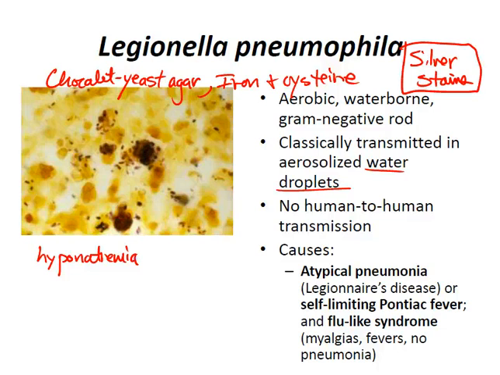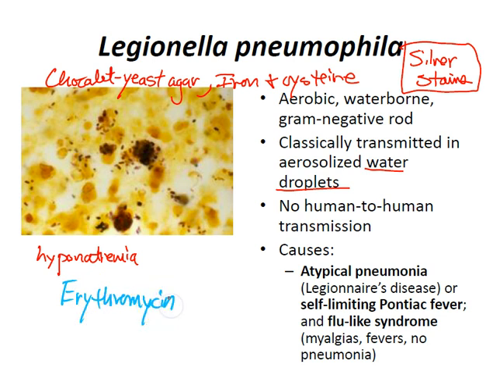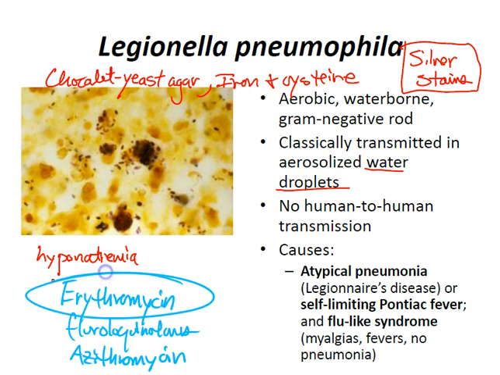So what's the treatment here? What is the treatment of choice for Legionella pneumophila? The treatment is erythromycin. That's the classic treatment, but recently fluoroquinolones and azithromycin have started to be used. But on the exam, you pick erythromycin.